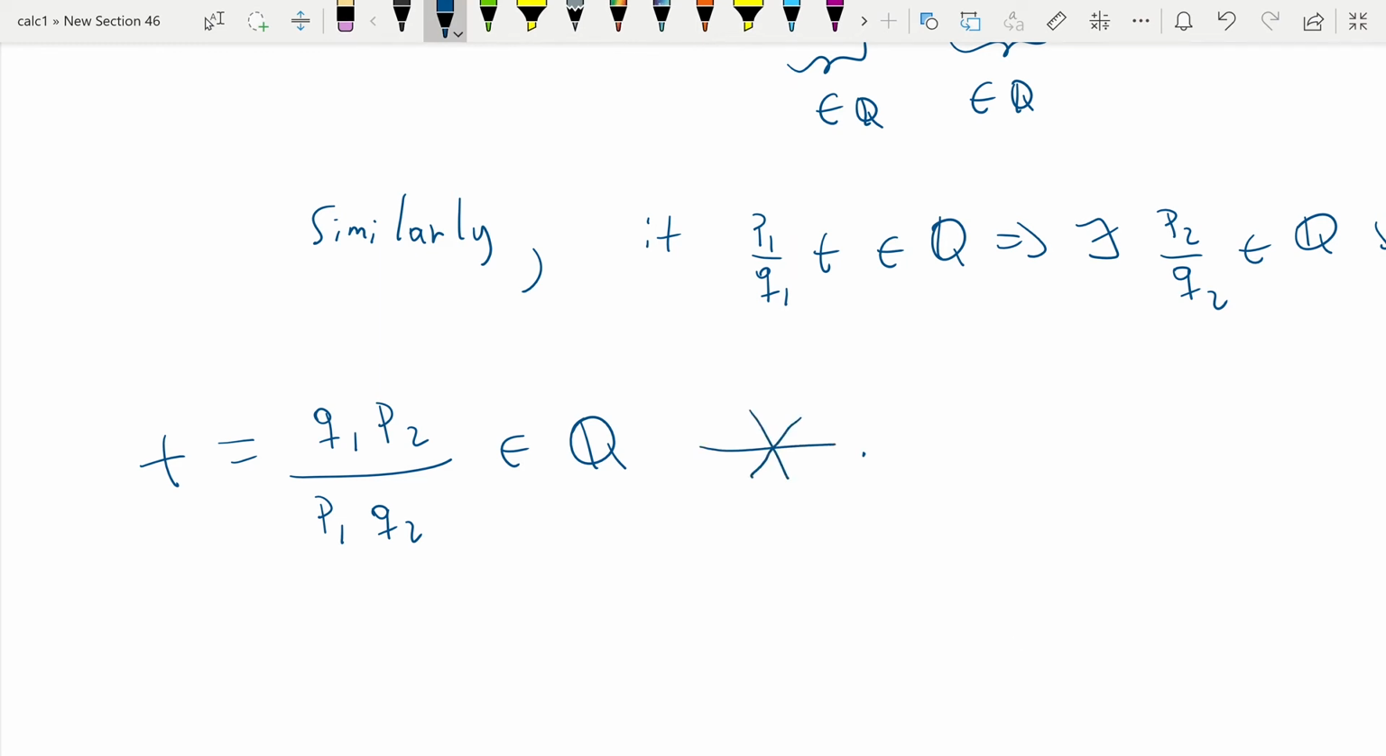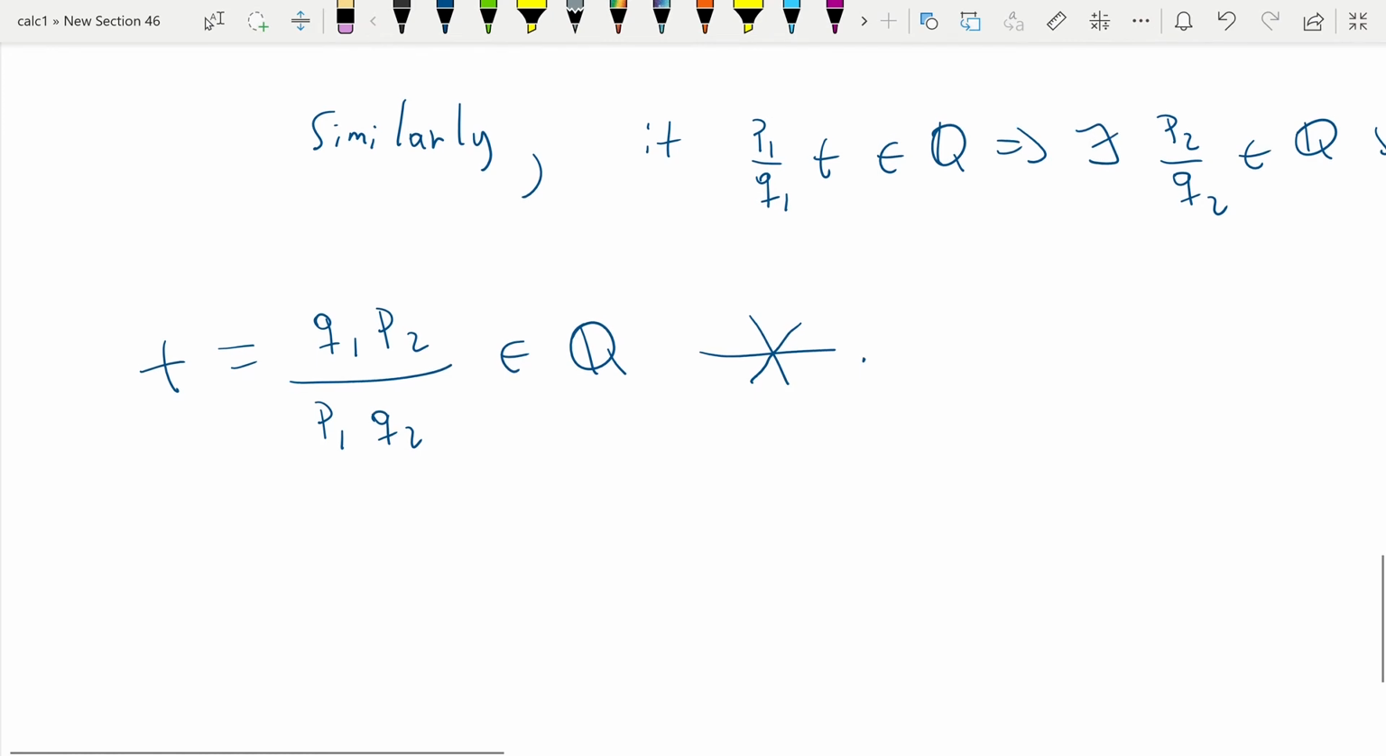What is the problem? What did we assume that was wrong? That this belonged to Q, that this was a rational number. So the only possibility here is that this product here is an irrational number.